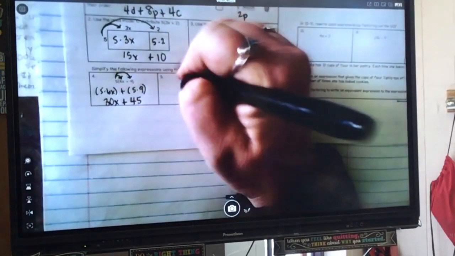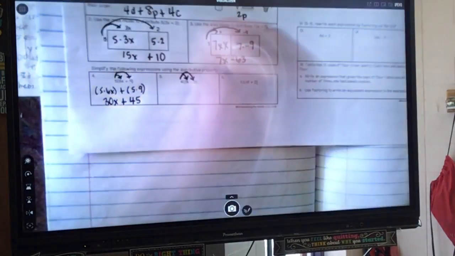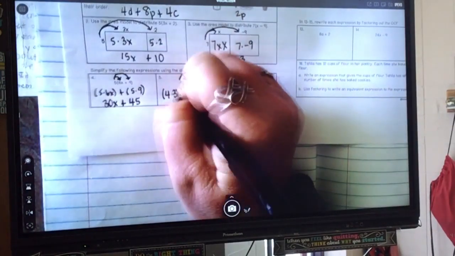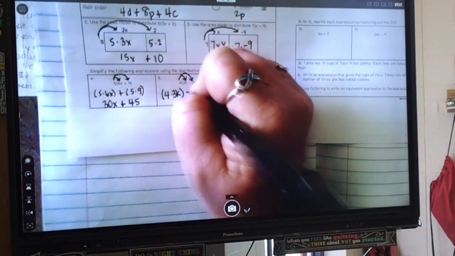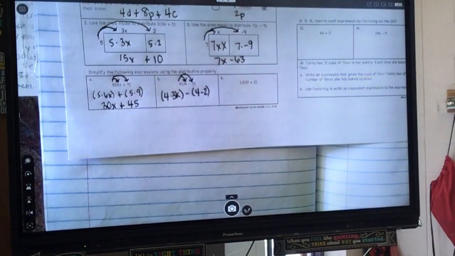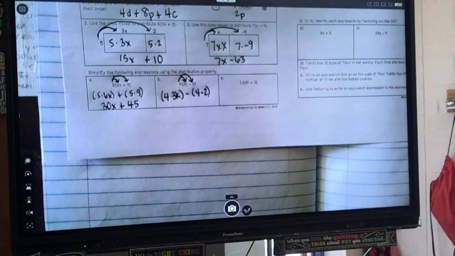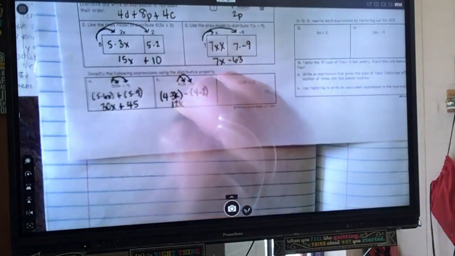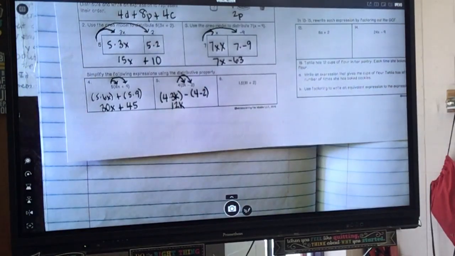Alright, the next one. 4 times 3k minus 4 times 2. Well, wouldn't it be negative 2? We're getting there. Alright, so with this one, you gotta be careful. What do we do? What do you think, Jackson? You do 4 times 3k to get 12k. And then minus.